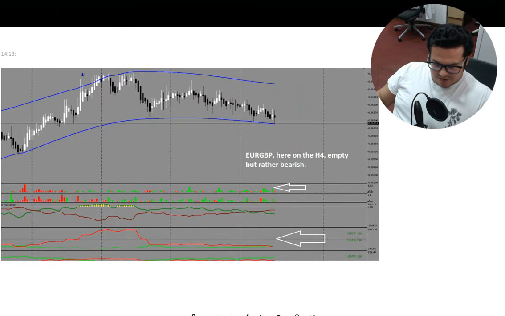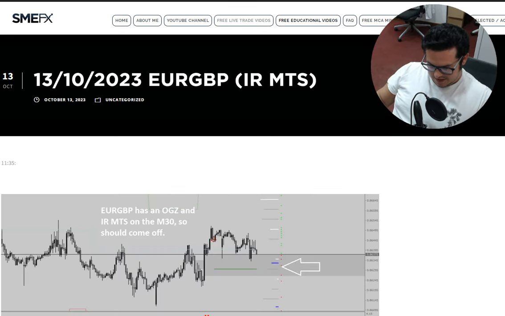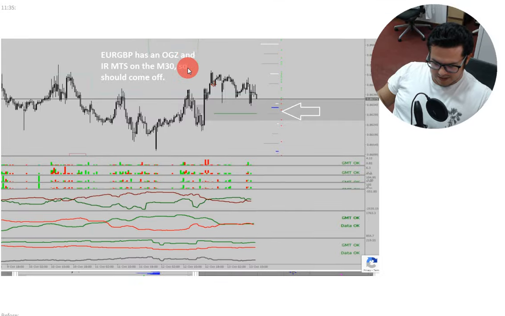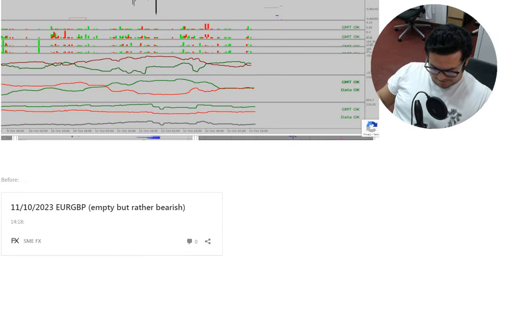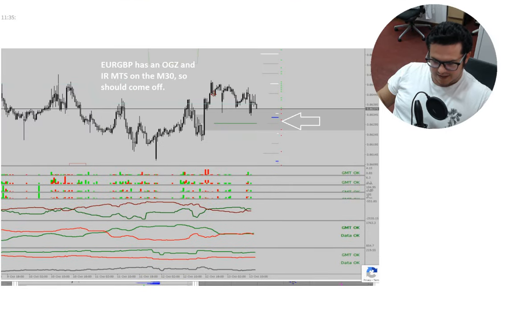Euro pound, so a bit more complex. So we had an MTS below the price, and it can take it out next week.